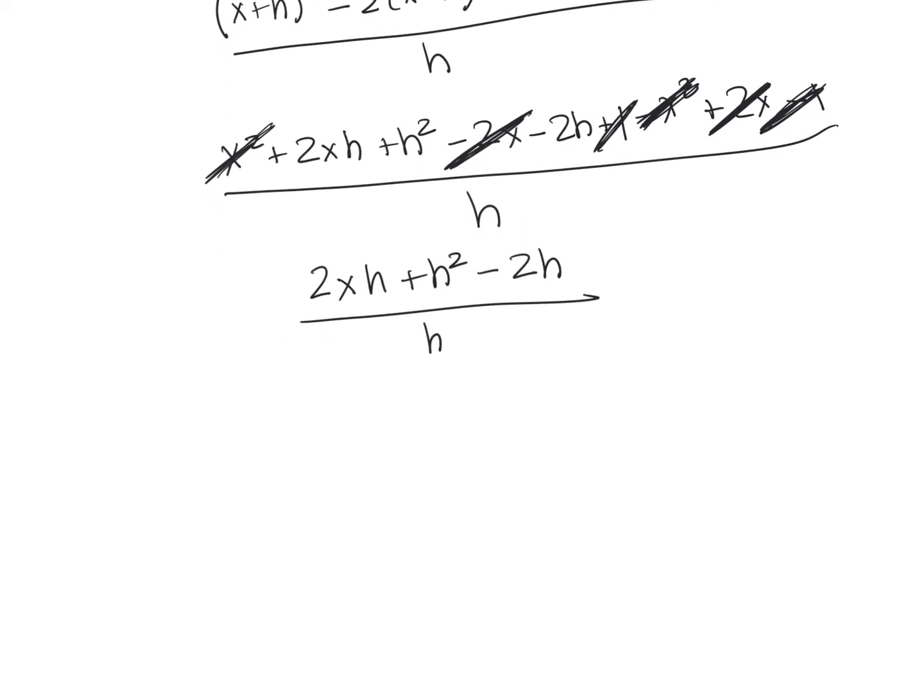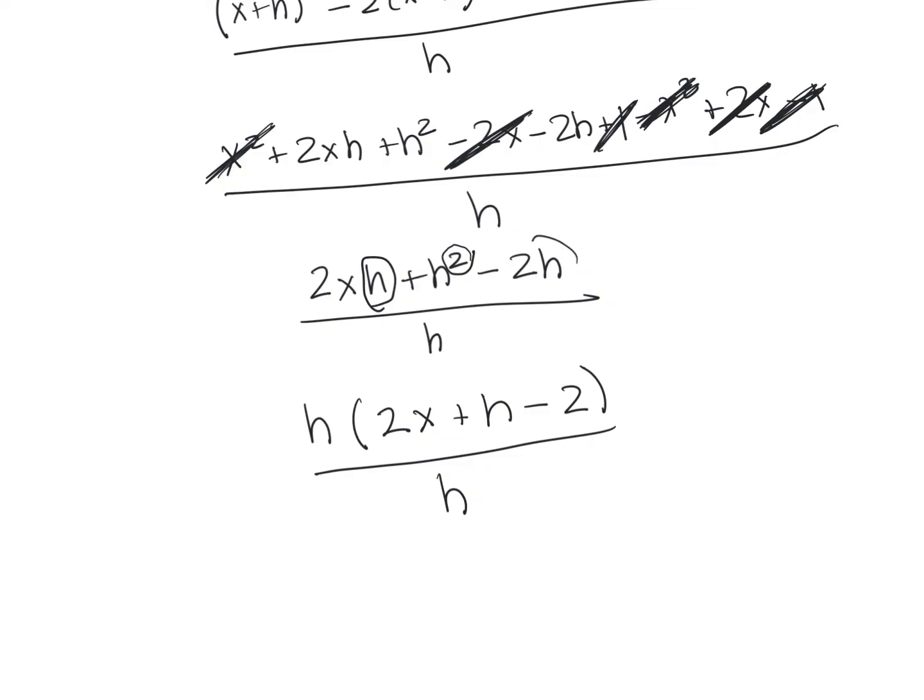And then now we're going to pull an h out of everything. So I'm factoring out an h from here, one of the h's from here, and an h from here. And then this h will cancel with that. And my final answer is 2x plus h minus 2. Okay?